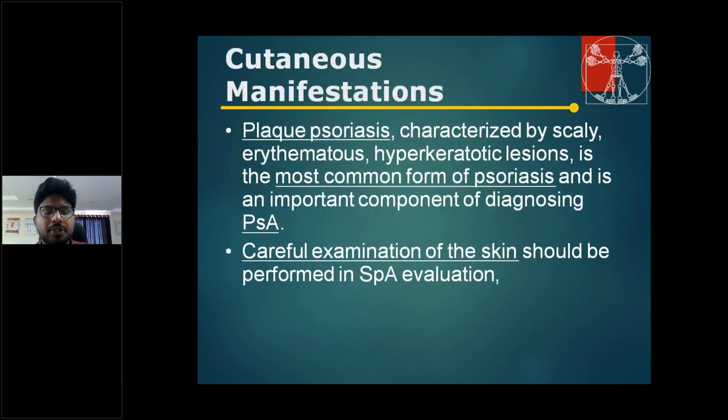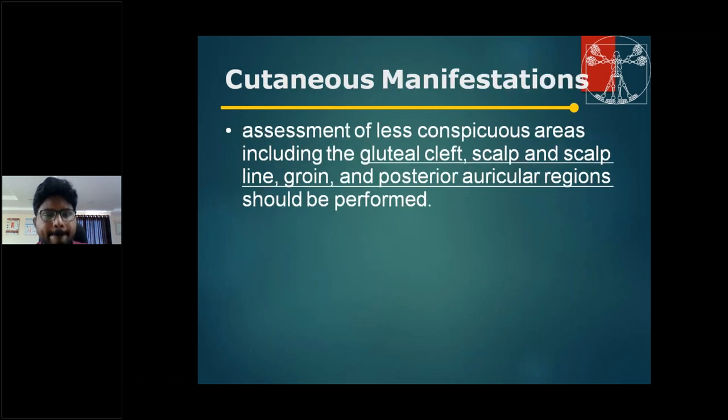The cutaneous manifestation is psoriasis. Plaque psoriasis can be there, which is scaly erythematous hyperkeratotic lesions. So whenever you suspect some spondyloarthropathy, you have to examine the skin of the patient properly to look for any scaly lesions. You have to look at the gluteal cleft, scalp line, groin, posterior auricular regions. Some areas are not generally visible, so you have to look particularly in the gluteal cleft, scalp and scalp line.